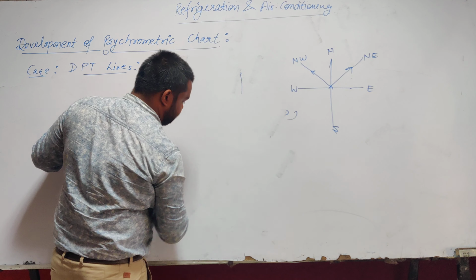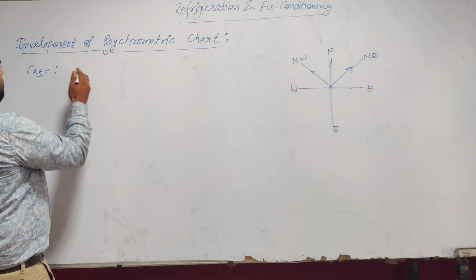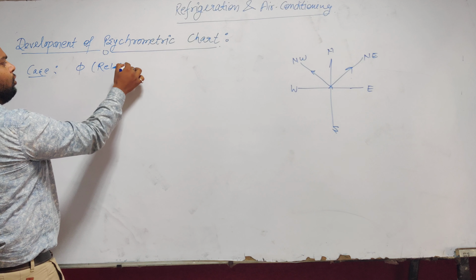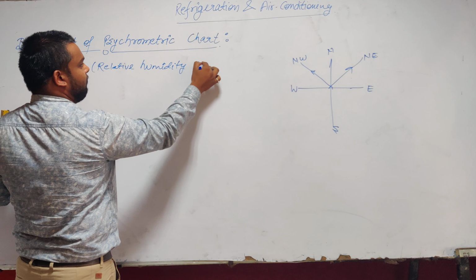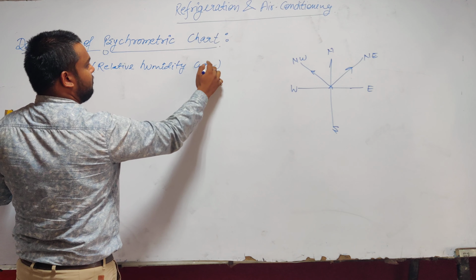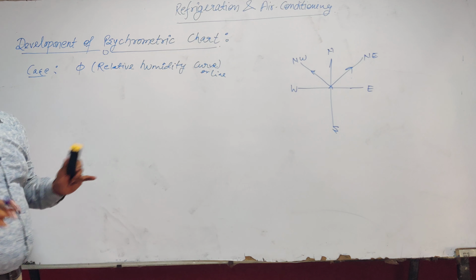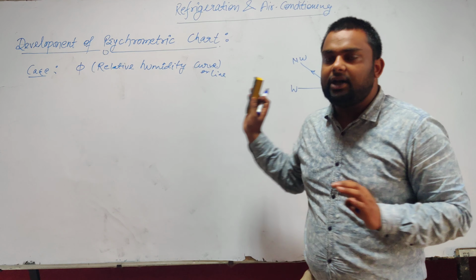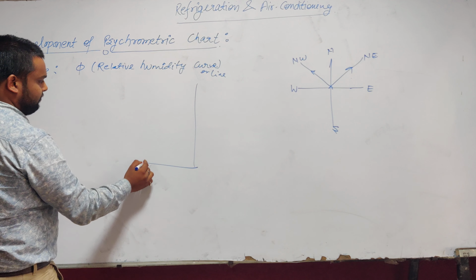Next property is the relative humidity curve. Basically, constant relative humidity lines are curves, not straight lines. So we can see in the diagram.